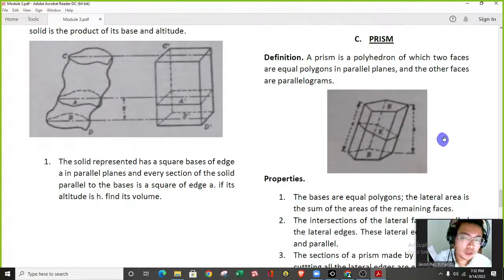Okay? How about a prism? Eh, paano ka naman kapag prism? Okay? A prism is a polyhedron of which two faces are equal polygons. Okay? In parallel planes. So, dito, yung equal faces niya is yung sa taas tsaka sa baba. Okay? And the other faces are parallelograms. So, hindi na siya same yung shape. Okay? Hindi na siya same yung area nung nandito. Okay? Yung gilid niya.